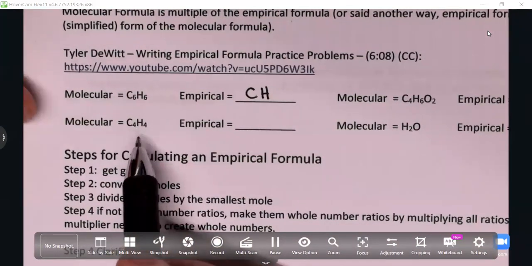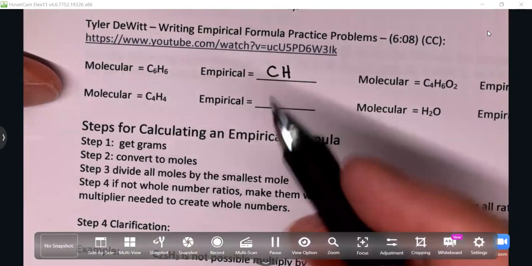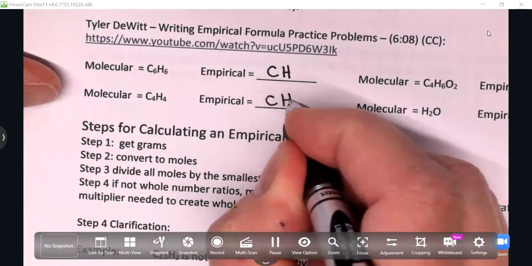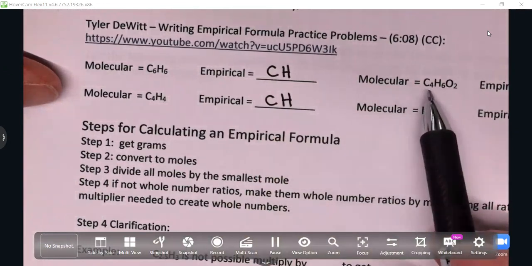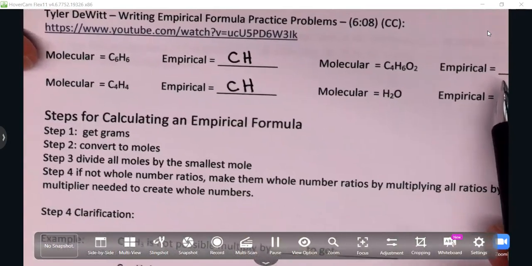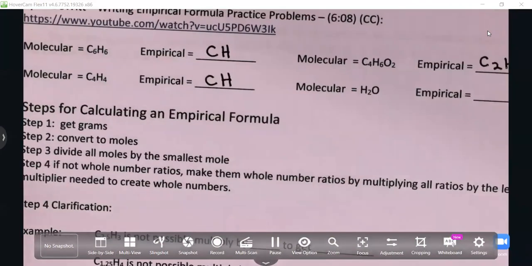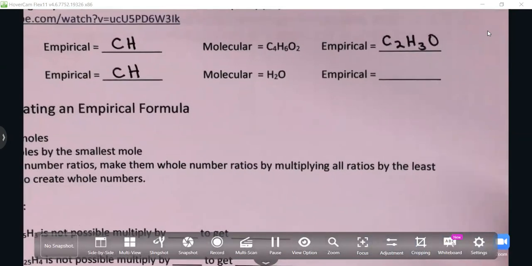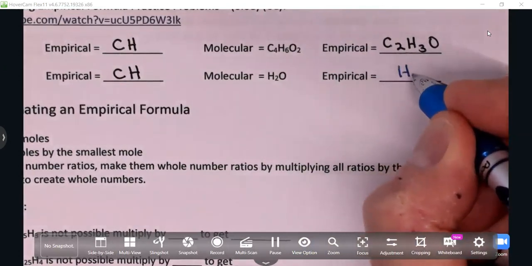If we have C4H4, here's the problem. You have two different molecules that have the same empirical formula, CH. We're going to reduce it by 4. If we have a molecular formula C4H6O2, my empirical formula is C2H3O, right? We divided by 2. And if we have H2O, there's nothing we could do. It's going to stay H2O.